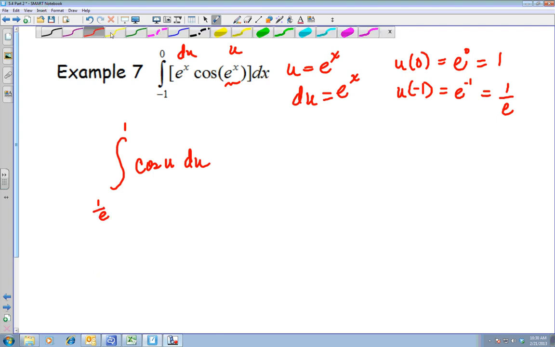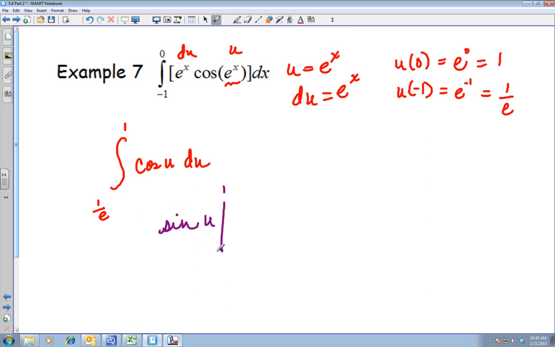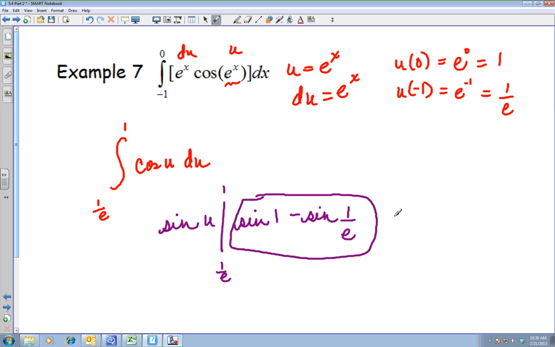So now I'm ready to integrate. Okay, so when I integrate cosine u, I get sine u from 1 to 1 over e. So I have sine 1 minus sine of 1 over e. You can leave your answer just like that. Or if you put it in your calculator, you would get 0.482. And make sure, remember, anytime you're in calculus class, your calculator should be in radian mode. Okay? All right, that is it.